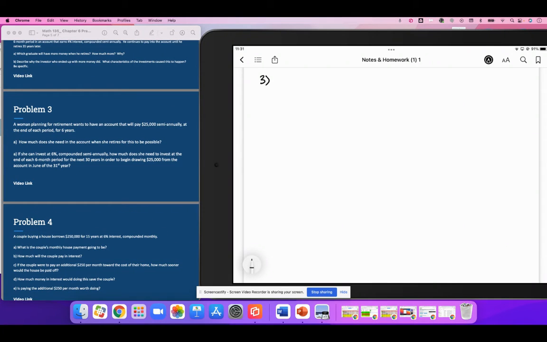So number 3, a woman planning for retirement wants to have an account that will pay $25,000 semi-annually at the end of each period for 6 years. How much does she need in the account when she retires for this to be possible? And if she can invest 6% compounded annually, how much does she need to invest at the end of each 6-month period for the next 30 years in order to begin drawing $25,000 from the account in June of the 31st year? And so this is an example of a retirement situation.